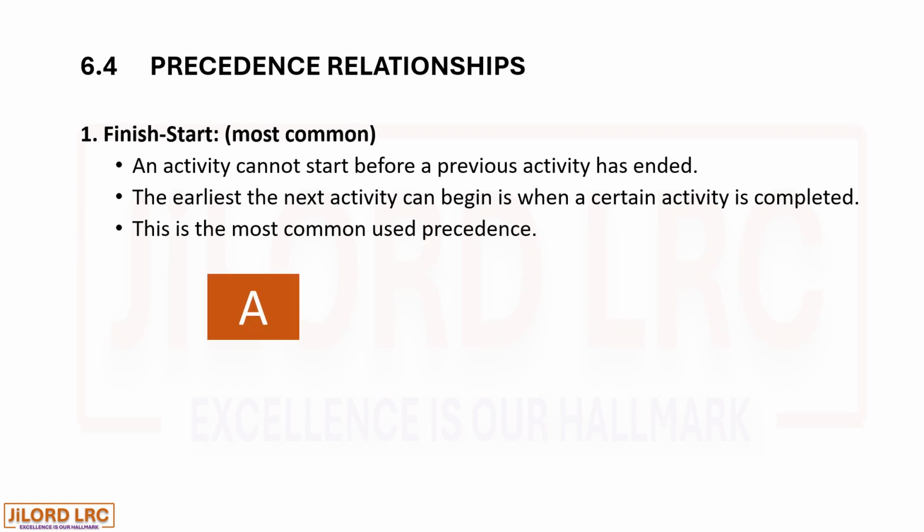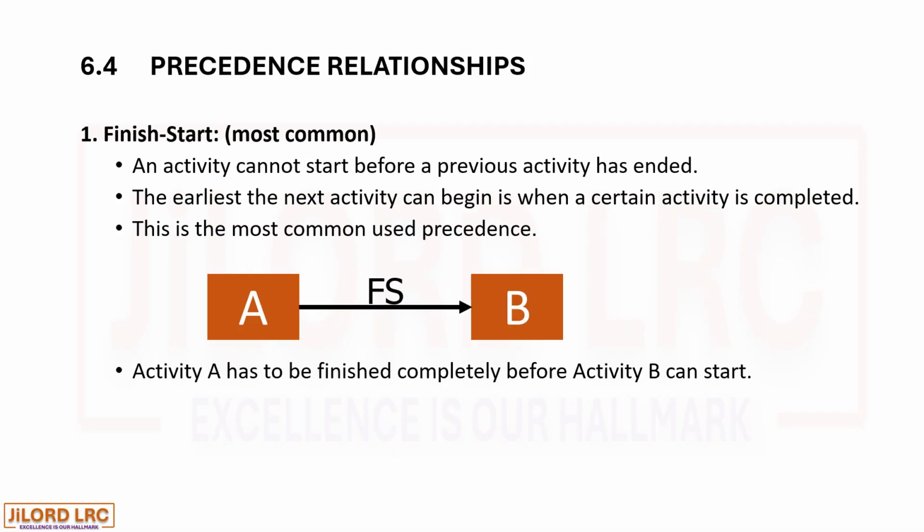So we look at activity A and consider activity B. The relationship is that activity A has to finish before the commencement of activity B. In other words, activity A has to be completed or finished before activity B starts. So this is a finish to start relationship. Activity A has to be finished completely before activity B can start.